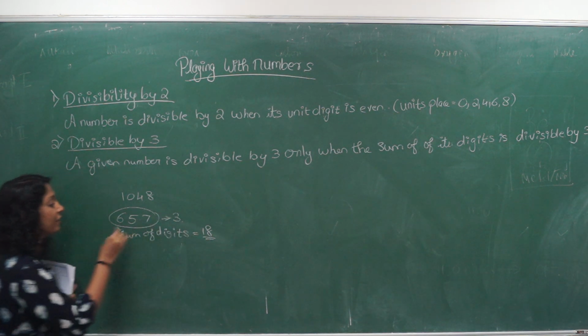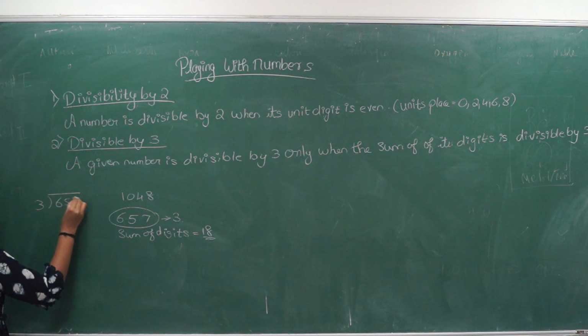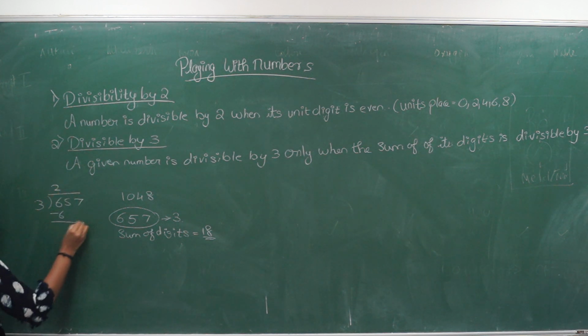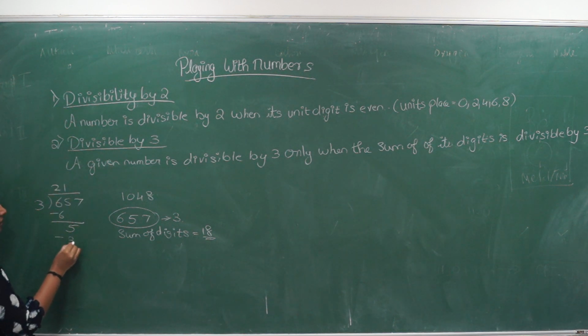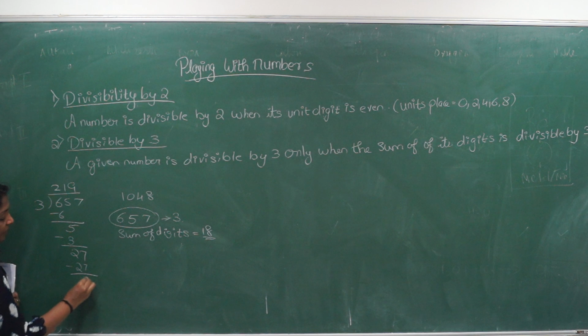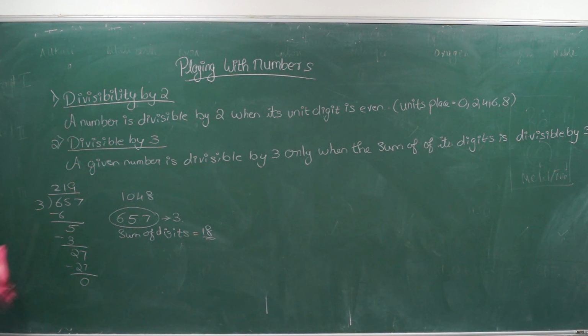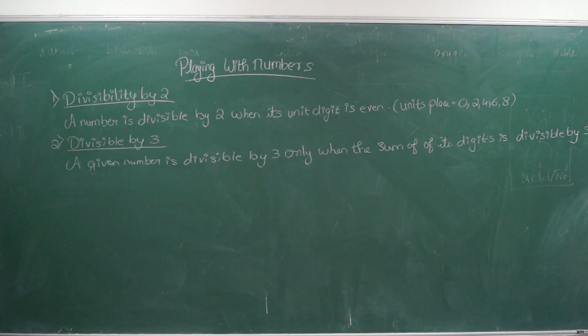Now let's try whether it is divisible by 3 or not. 3 twos are 6. Now bring down 5. 3 ones are 3. 27. So 9, 3 nines are 27. Minus 27, so it is completely divisible by 3. Clear? This is your second divisibility test. 219 is also divisible by 3. 219: 9 plus 1 is 10, 10 plus 2 is 12. Yes.